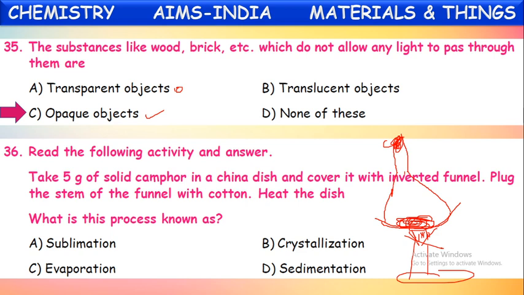This process of conversion of certain solids directly into gaseous state without coming into liquid state is called sublimation. It sublimes. Those substances which are subliming are called sublimable substances, and that phenomenon is called sublimation. Okay, it undergoes sublimation.